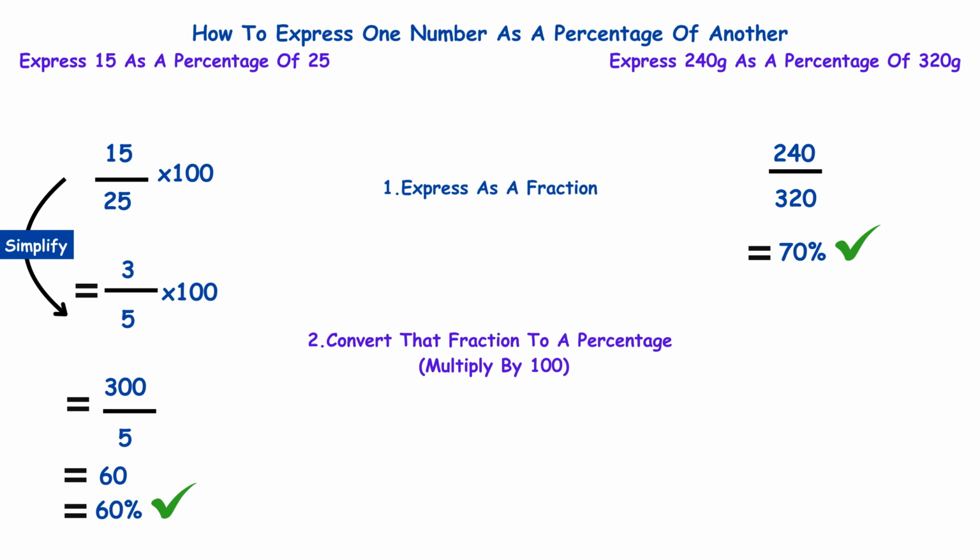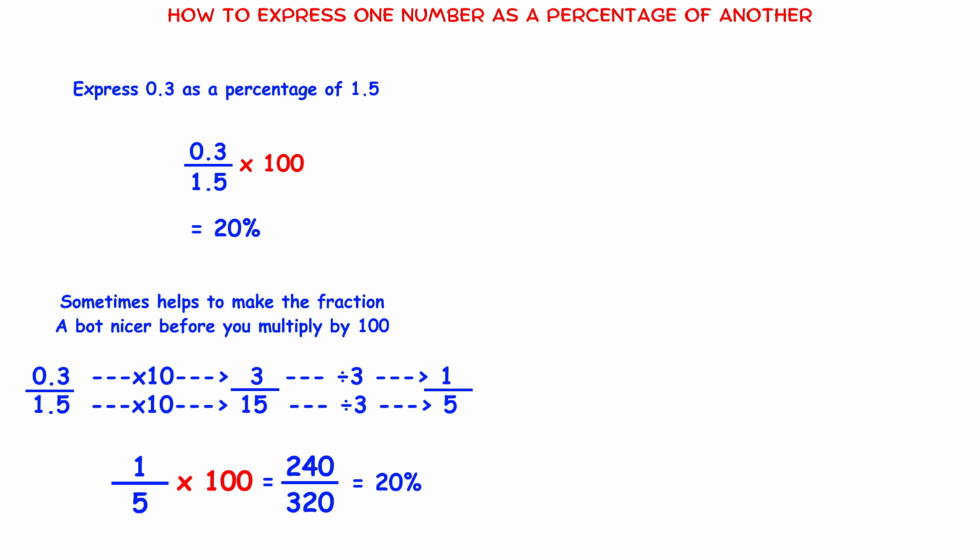Moving on to the next example, we are asked to express 240 grams as a percentage of 320 grams. We follow the exact same method. The fact that the quantities include units does not change the process. We simply take the numbers 240 and 320 and form the fraction 240 over 320. Then we multiply this fraction by 100 to convert it to a percentage, and we get the final result of 75%.